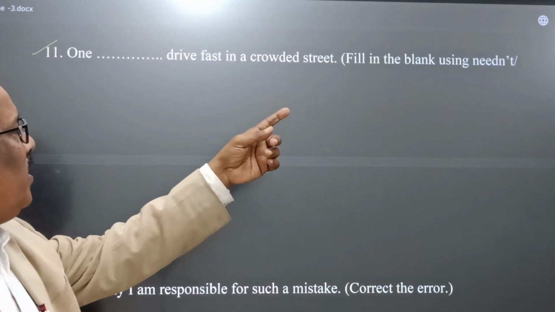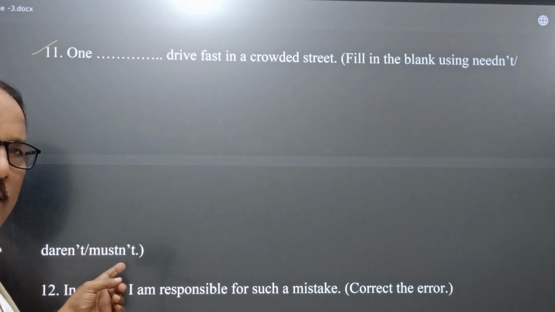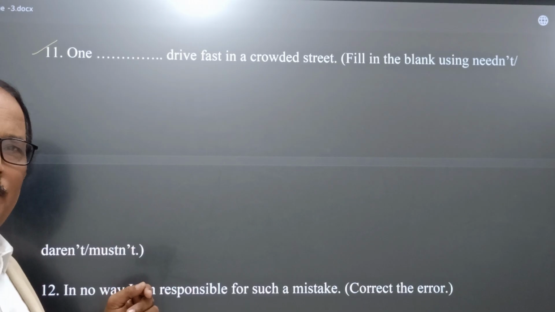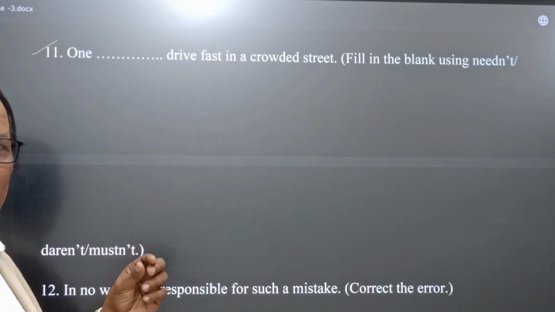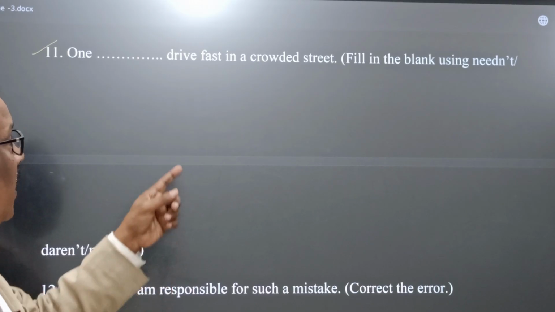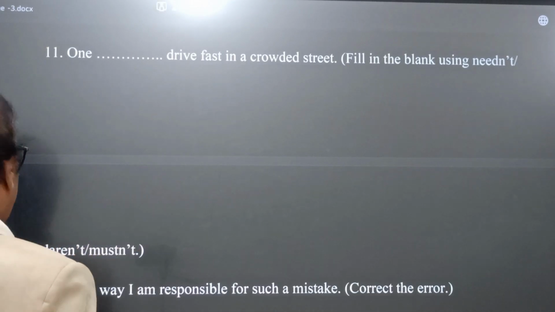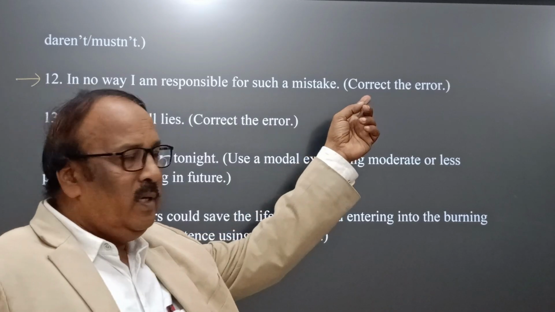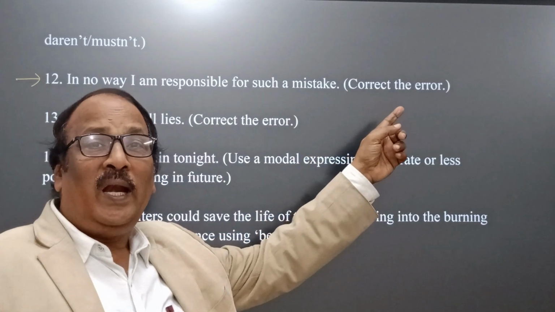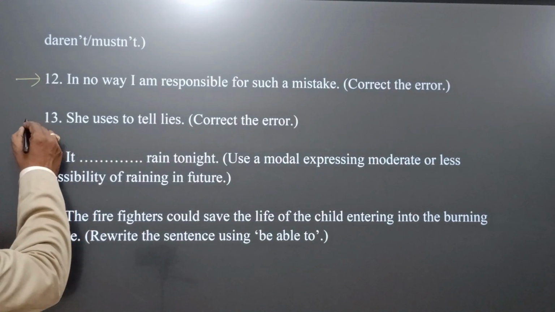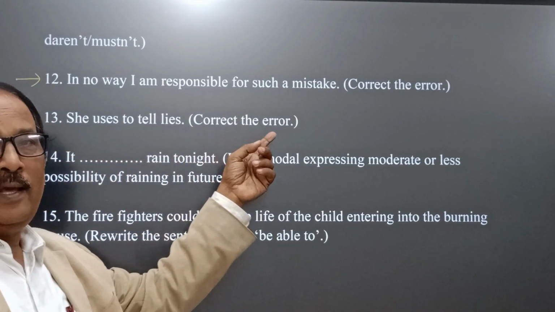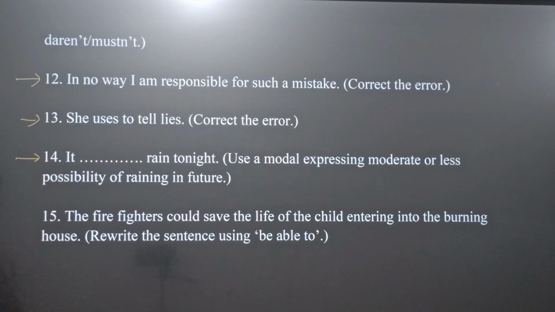Fill in the blank using needn't, daren't or mustn't. It means you have three alternatives and it is your duty to choose the suitable alternative and fill in the blank. Question number 12. In no way I am responsible for such a mistake. The instruction is: correct the error. Number 13. She uses to tell lies. Correct the error.